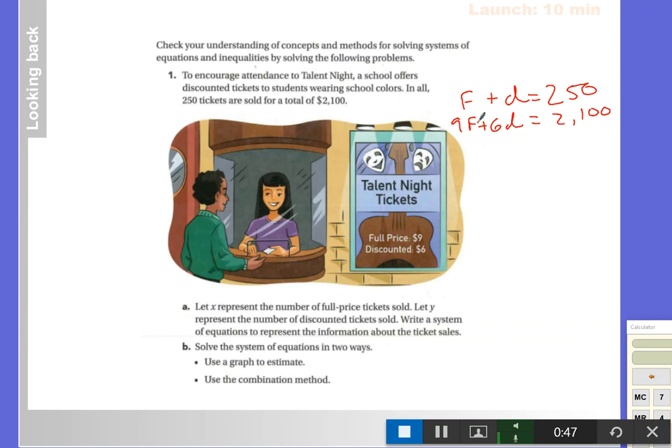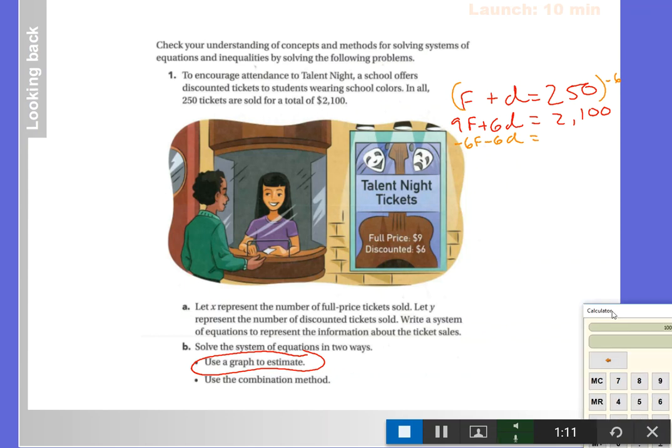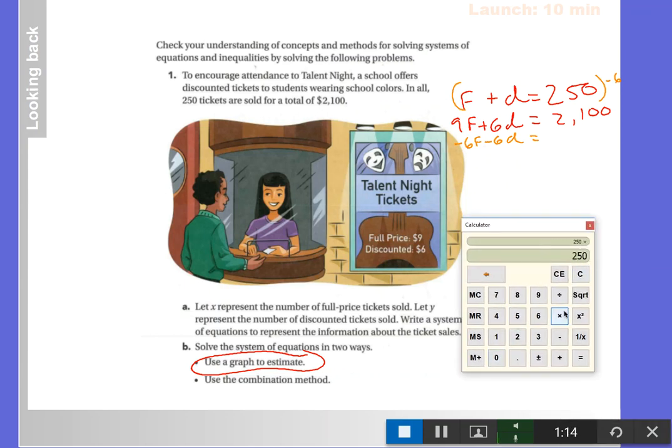Now, I would never in a million years use a graph to estimate this. I would just solve it using the combination method. So, in the spirit of efficiency, I'm going to multiply all this by -6. So I'll get -6f minus 6d is equal to 250 times 6. Obviously it's a negative, so -1,500. So subtract, so I get 3f, these cancel out, is equal to 600. So that means I sold 200 discounted or full price tickets.